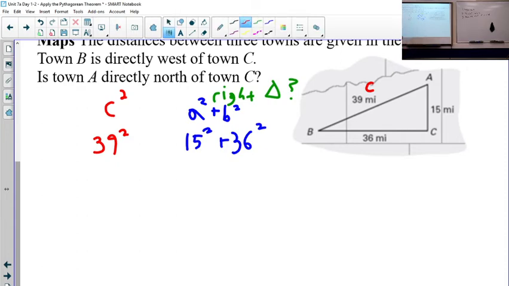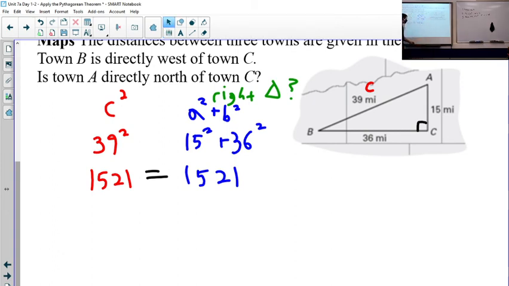39 squared is 1521. 15 squared is 225, and 36 squared is 1296. Add them together, guess what I get? 1521. So they are equal. Because they're equal, that means right angle, which means, yes, town A is directly north of town C.